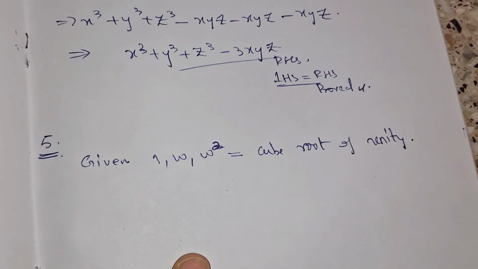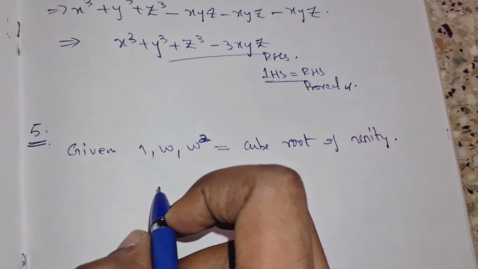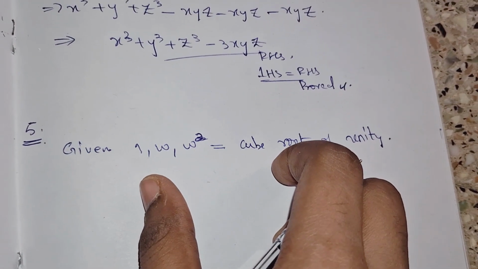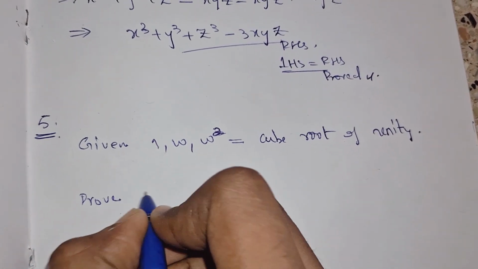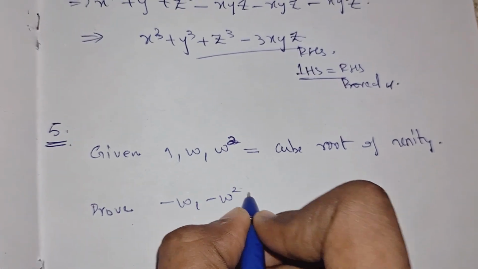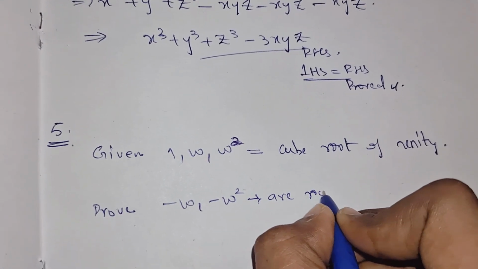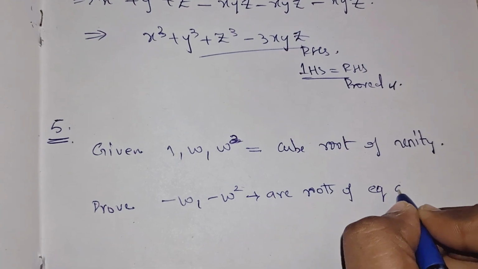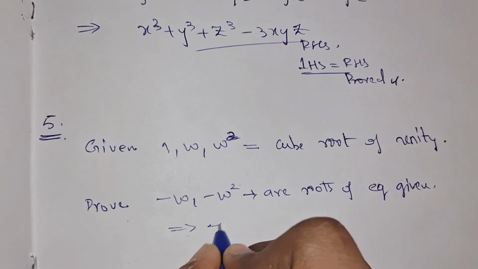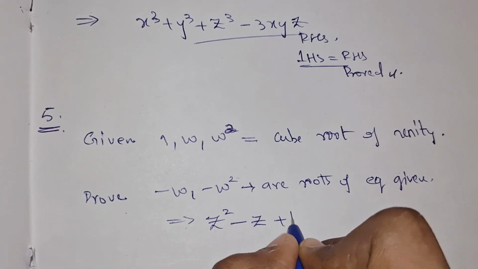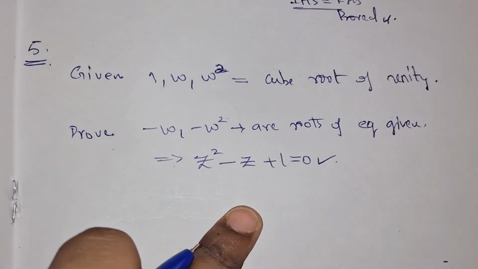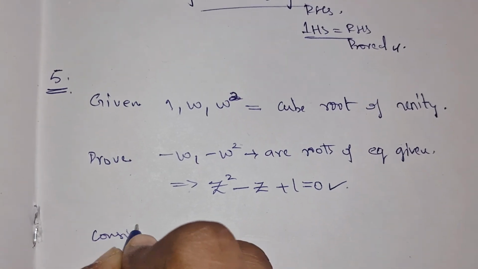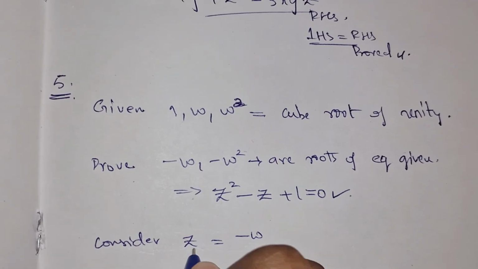Okay, let's move to the next question, that is the fifth question. You are given that 1, omega and omega square are the cube roots of unity, and we have to prove that minus omega and minus omega square are roots of the equation given to us. That is, the given equation is z square minus z plus 1 is equals to 0. So for this we will consider z as minus omega first.